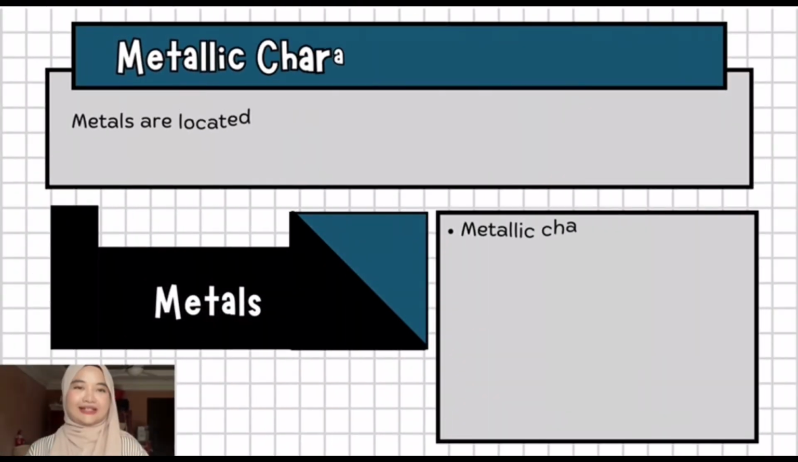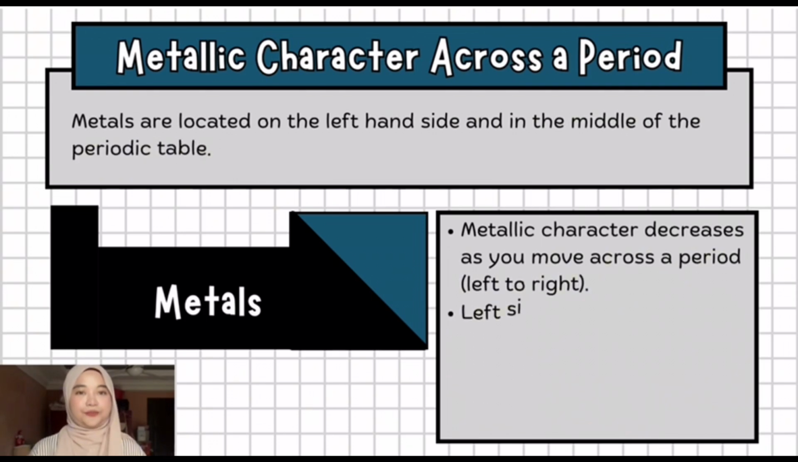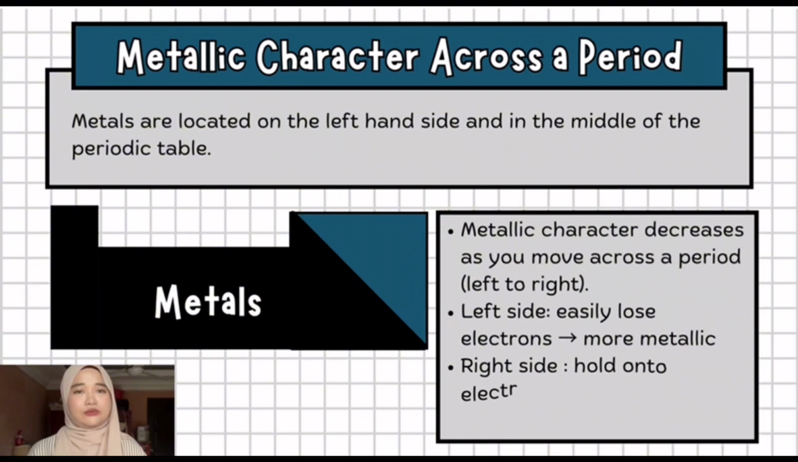Let's start by looking at how metallic character changes as we move across a period, or row, in the periodic table, from left to right. As we move across a period, metallic character decreases. Why? It is because atoms on the left side, like sodium and magnesium, lose electrons easily. They are classic metals, but as we move to the right toward elements like silicon and chlorine, atoms hold on to their electrons more tightly, making them less metallic.